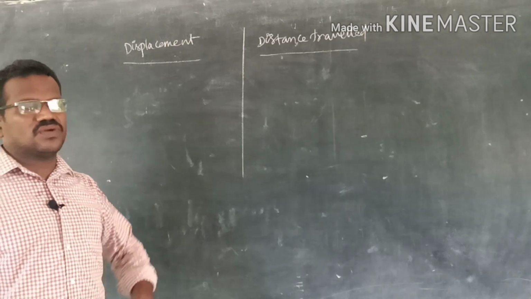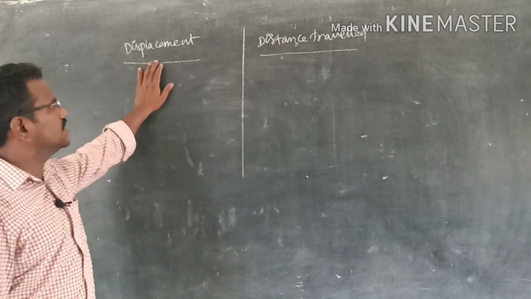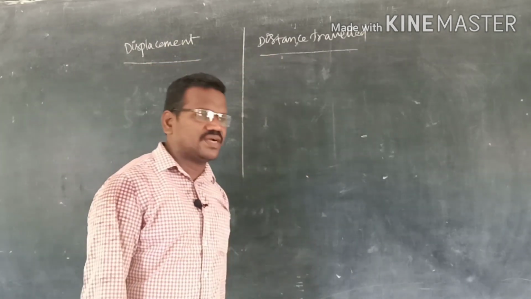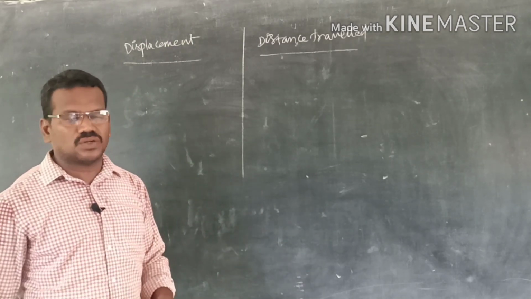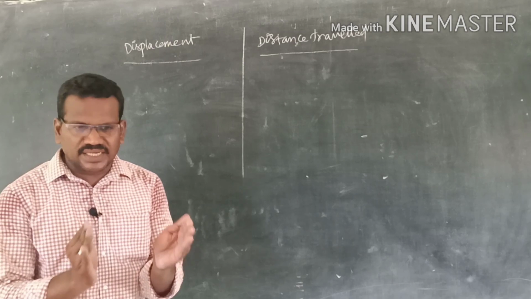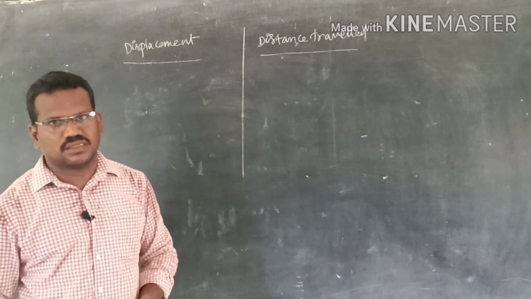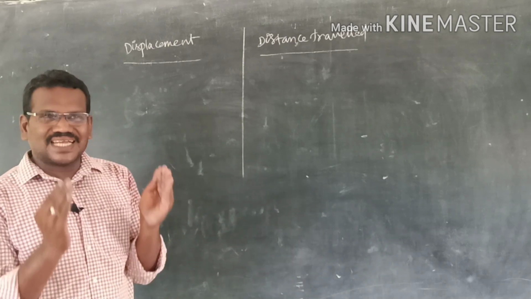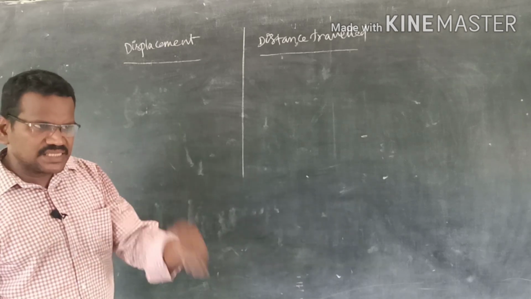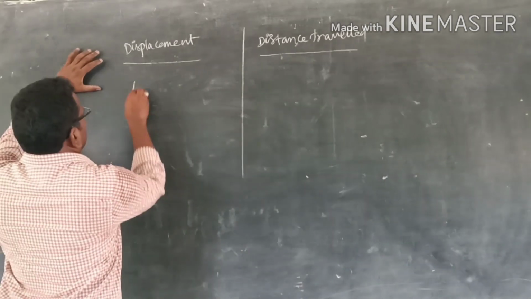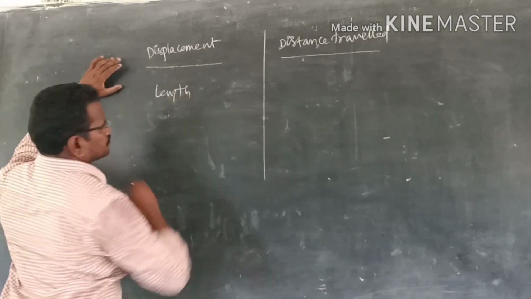Now, one more derived quantity is displacement and distance traveled. Displacement is, as we already know, the shortest path taken by the body in its motion. Path is nothing but, numerically, equal to length.